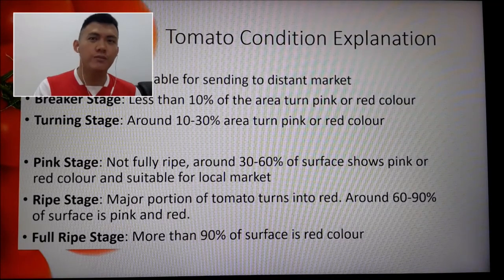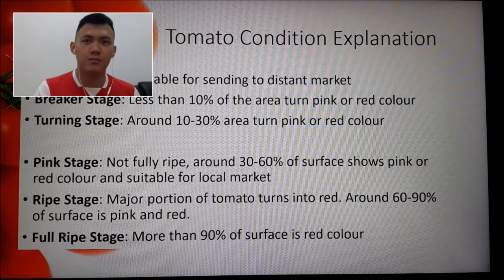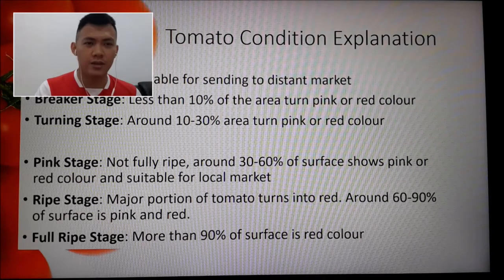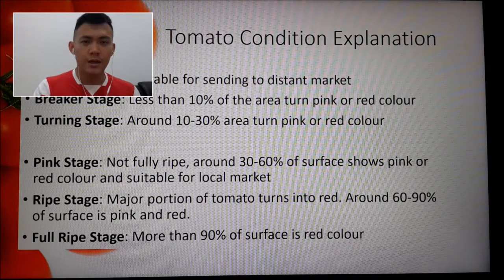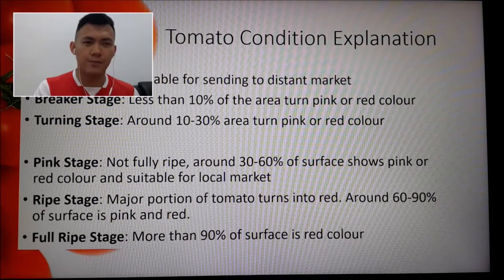The mature green indicates that it is suitable for sending to distant markets. Breaker stage means that less than 10% of the area turns pink or red color, and the turning stage indicates that around 10 to 30% of the area turns pink or red color. The pink stage indicates that the tomato is not fully ripe, but around 30 to 60% of the surface shows pink or red color, and it is suitable for the local market.